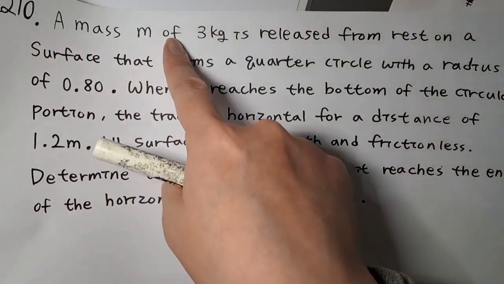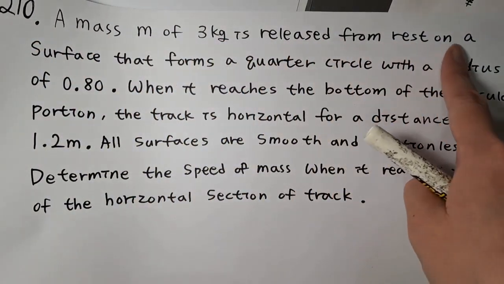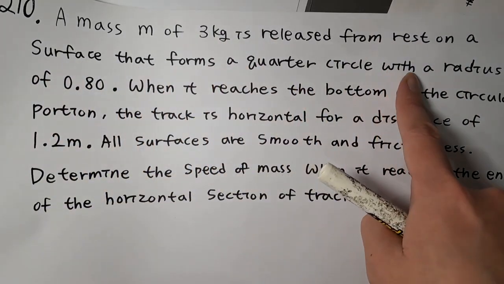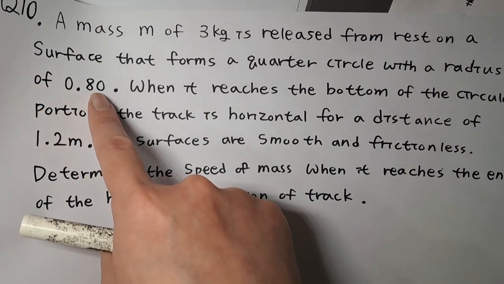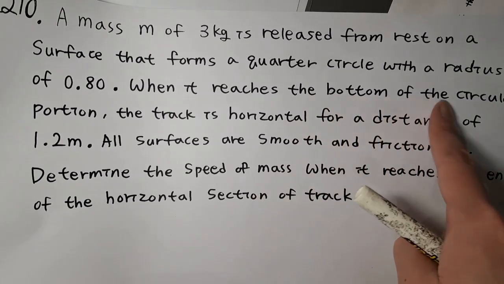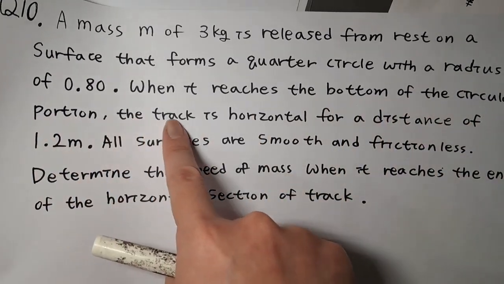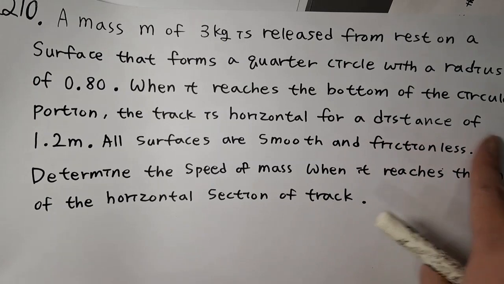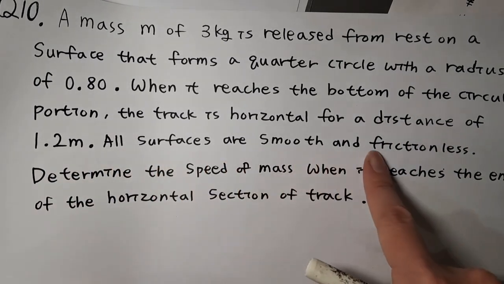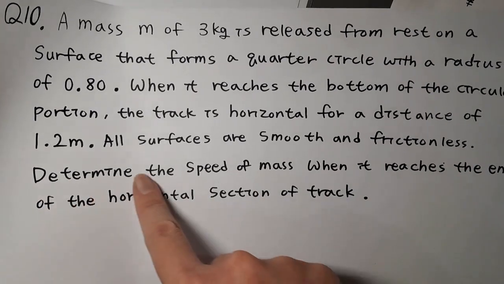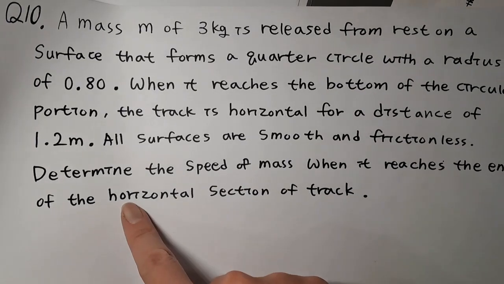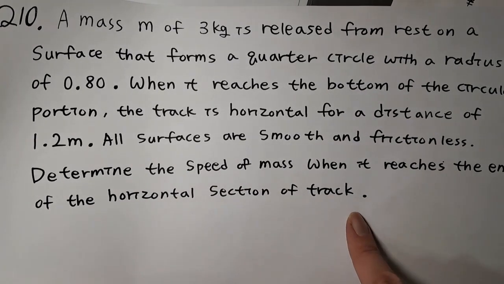A mass m of 3 kg is released from rest on a surface that forms a quarter circle with a radius of 0.80 meters. When it reaches the bottom of the circular portion, the track is horizontal for a distance of 1.2 meters. All surfaces are smooth and frictionless. Determine the speed of the mass when it reaches the end of the horizontal section of track.